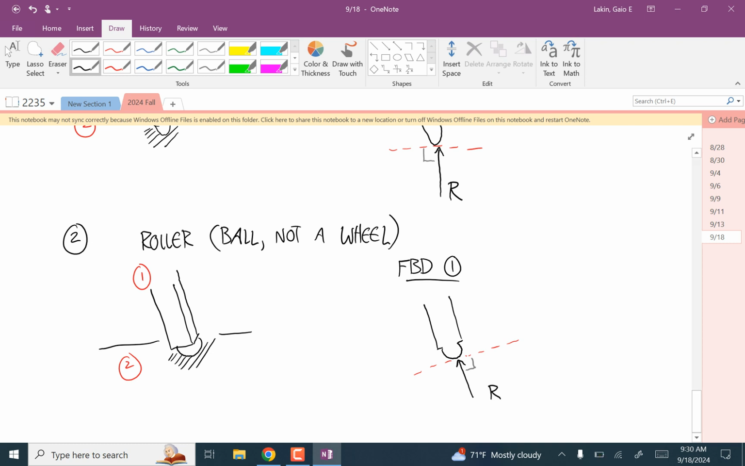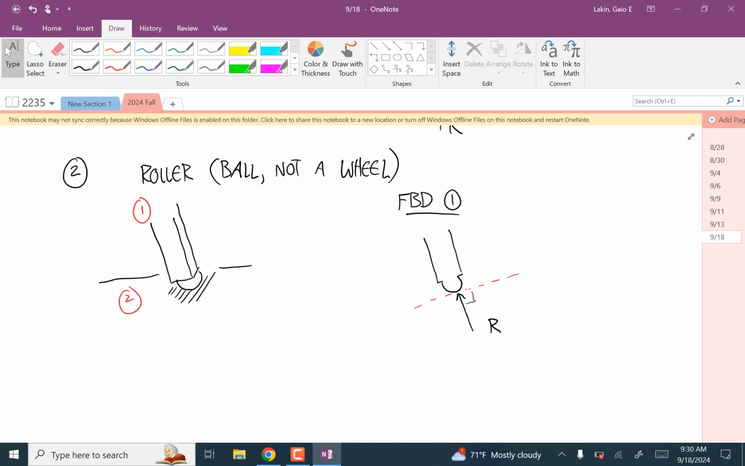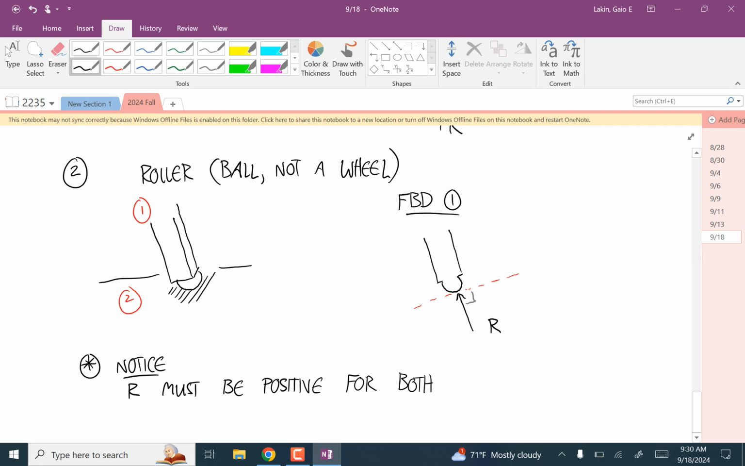But the basic idea is the same as a frictionless thing. So those two, you can think of them as meaning the same thing. One thing to notice about these is that R must be positive for both of these. Neither of these can pull on the surface, that means. Any questions about those?